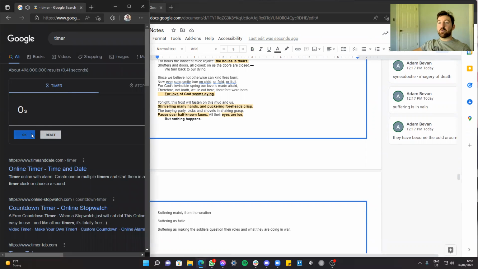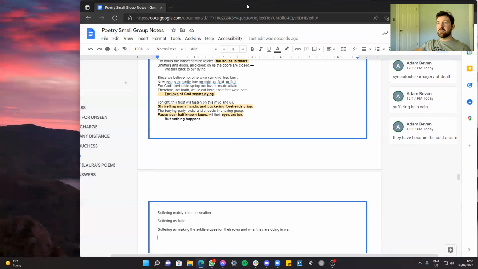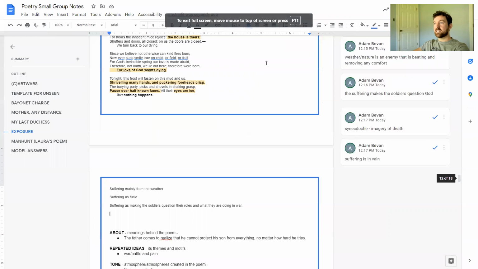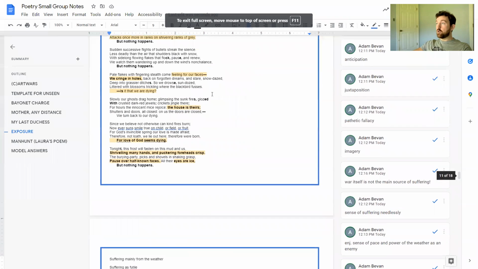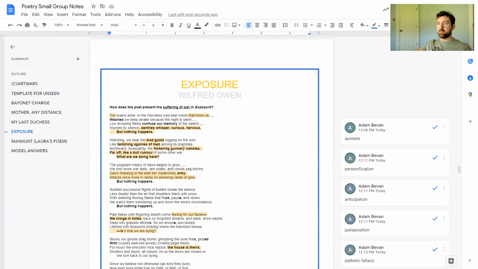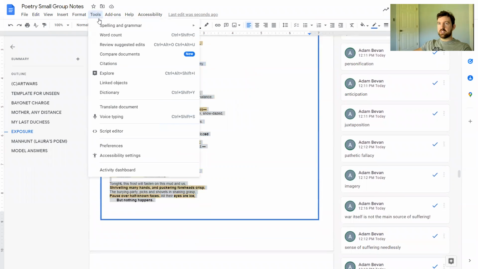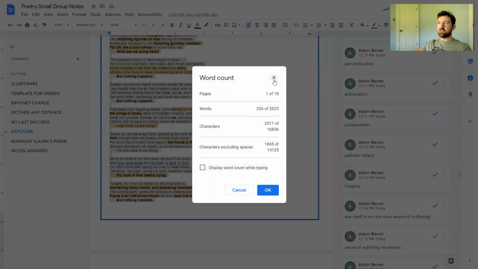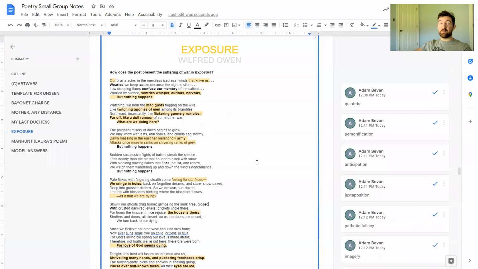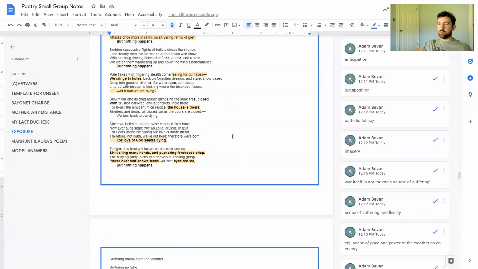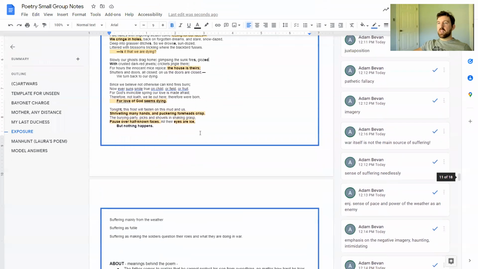Cool. Now I will say, everyone, that was tough because we did have an enormous poem, far longer than any unseen poem normally would be, to be totally honest with you. This is way longer than normal. How many words is this? 336 words. Most poems that you'll get, probably 100, maybe 200 at a push, certainly not 300 plus.